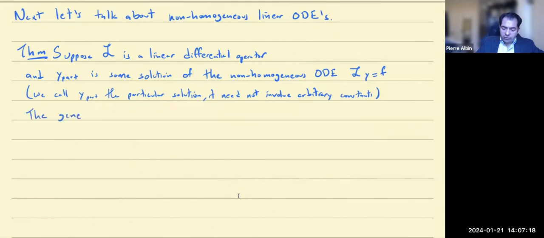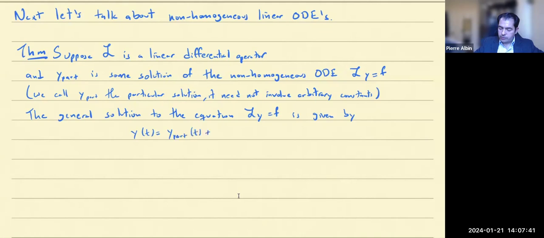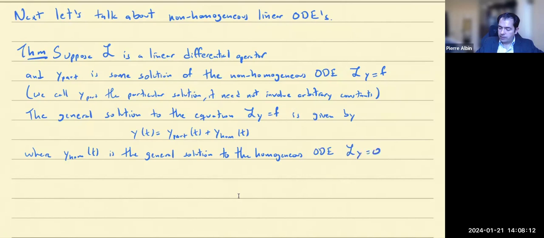Once you've done that, the general solution to the equation Ly equals f is given by y of t is y particular of t plus y home of t, where y home of t is the general solution to the homogeneous ODE L of y equal to 0.